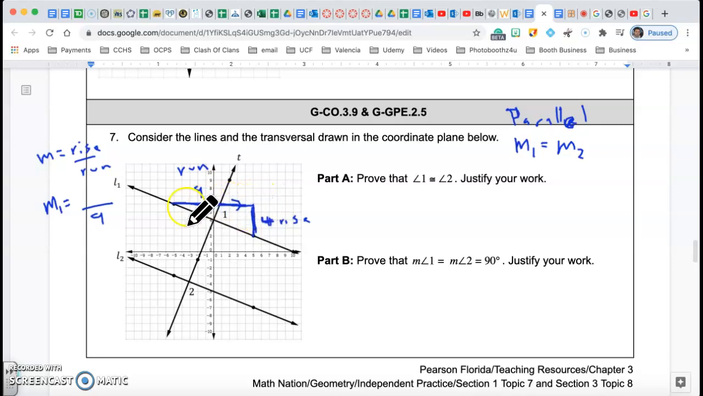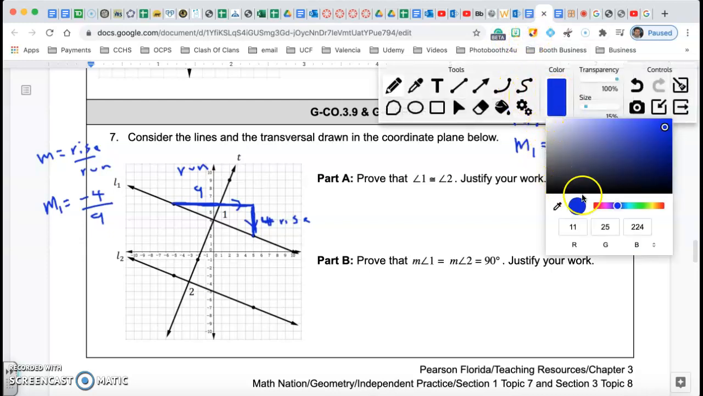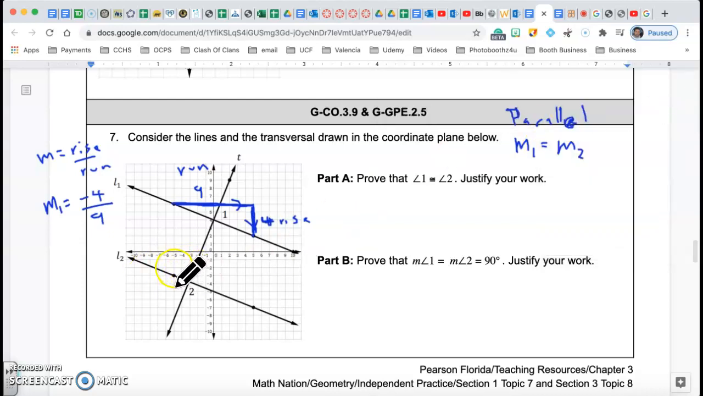The rise, then I go to the right and then go down. Because I'm going down, the rise is going to be negative. So my slope of the first line is negative 4 over 9. Okay, not too bad. So let's find the slope of the second line. All right, let's use a different color. So now start this point to the right and down again.